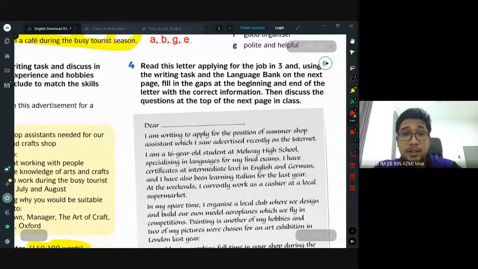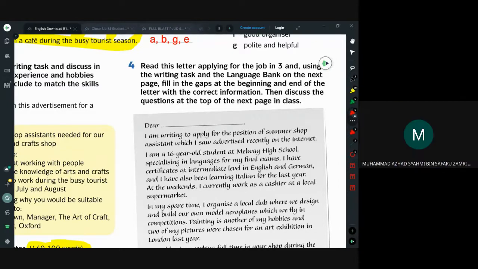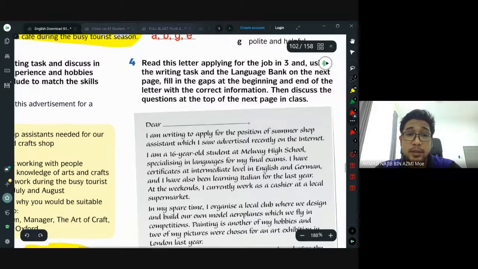Now, let's take a look at number 4. Read this letter. Applying for the job in 3, daripada soalan tadi, and using the writing task and the language bank on the next page. Okay, do you see the language bank on page 105 in the orange box? People, can you see it? Yes. Okay, language bank tu adalah perkataan-perkataan yang kita gunakan bila kita nak tulis surat rasmi ni.